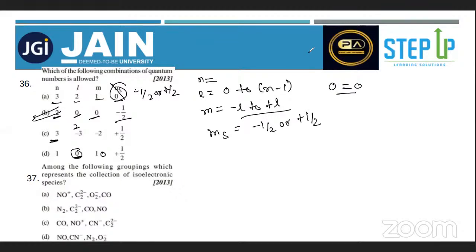Next, which of the following is an isoelectronic species? Which among the following is an isoelectronic species? Isoelectronic species are those species which have the same number of electrons.